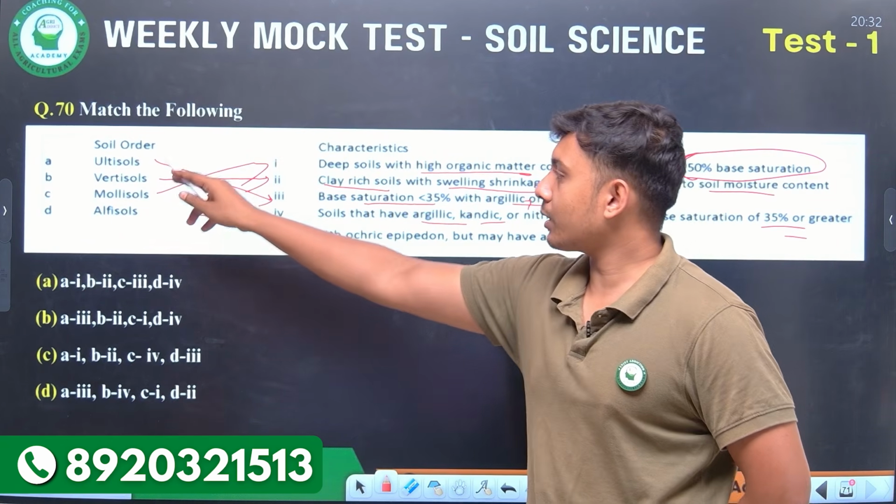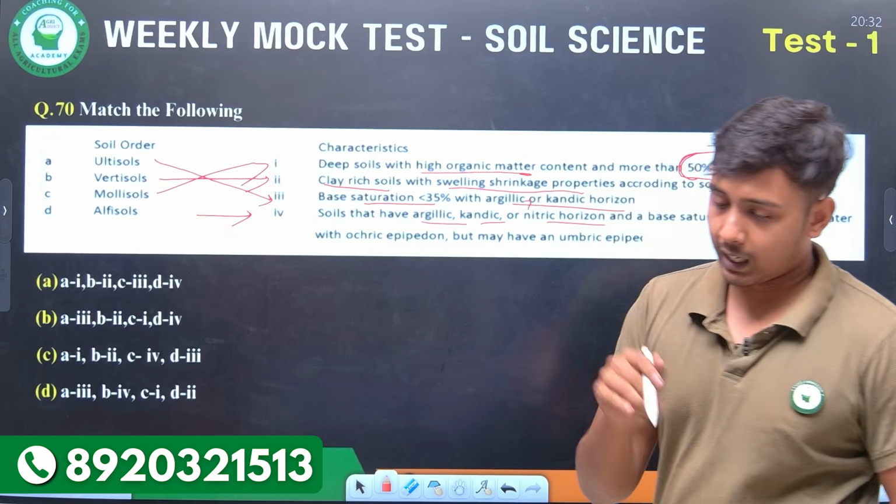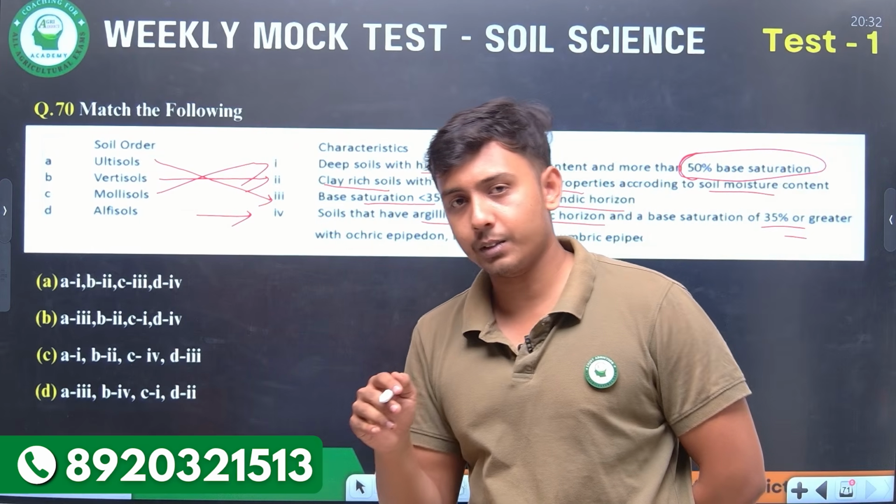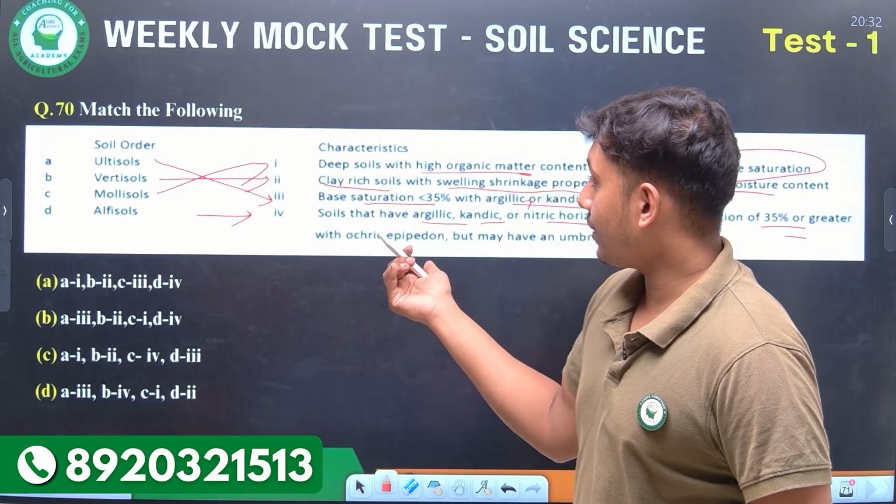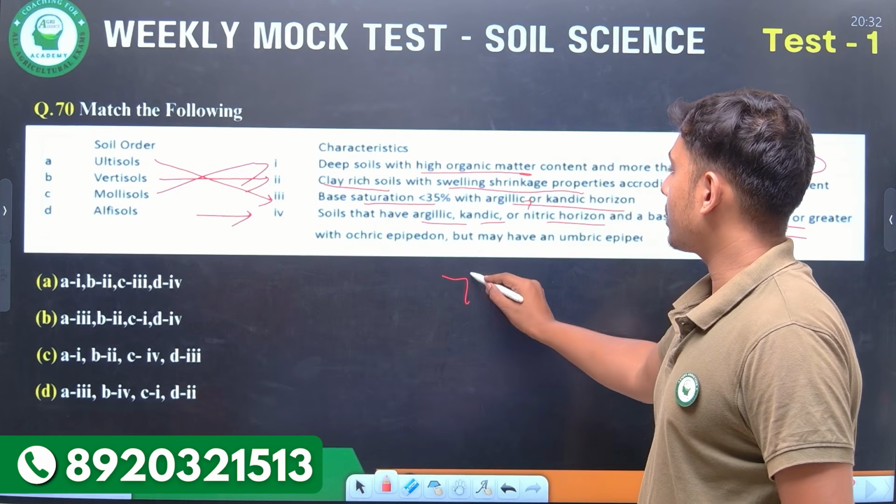So in ultisol and alfisol, what is the difference? In ultisol, the base saturation is less than 35%. In alfisol, the base saturation is more than 35%.